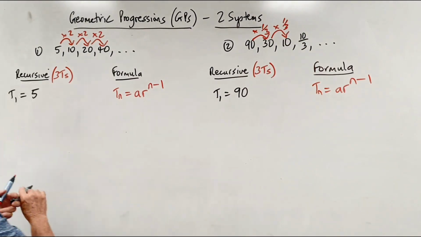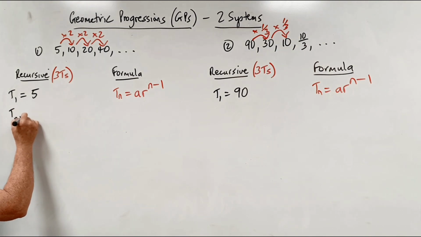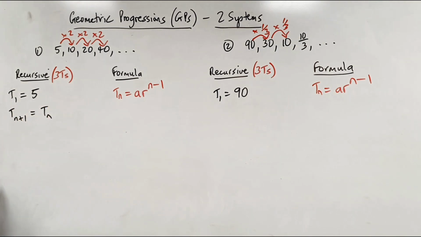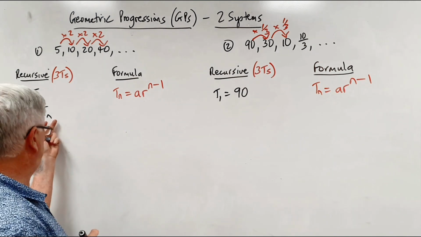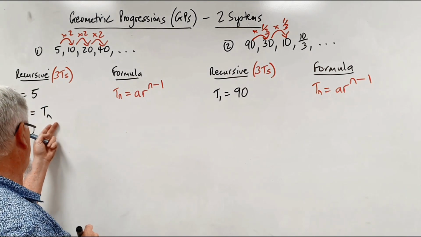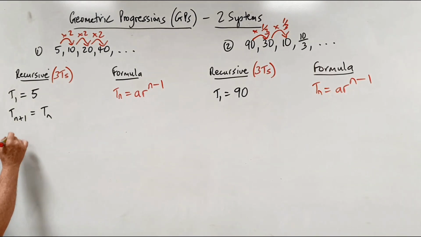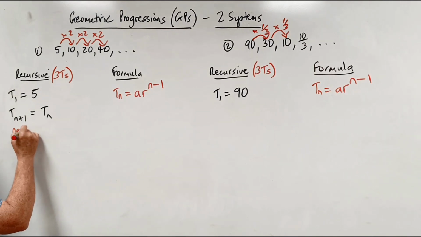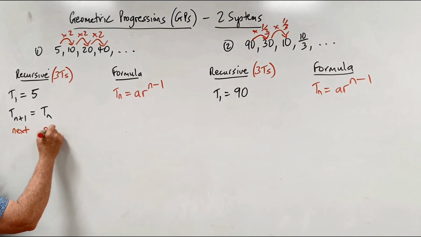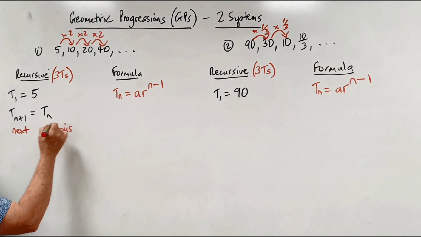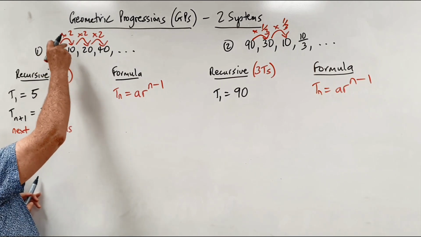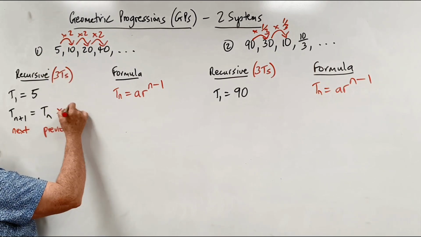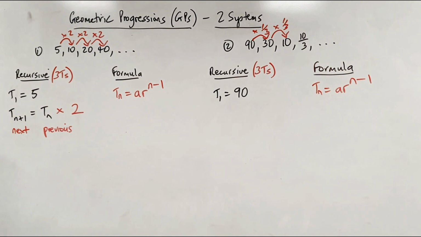So let's go back to the recursive. Have this rule where we talk about Tn plus 1. Now, a lot of people will use Tn and Tn minus 1. It's your choice which one you want to use, depending on what's going to happen in your question. To get the next term, you have to use the previous term. So if the previous term was 5, how do I get the next term of 10? I multiplied by 2. And there's our recursive formula.